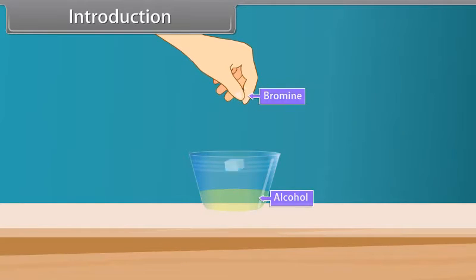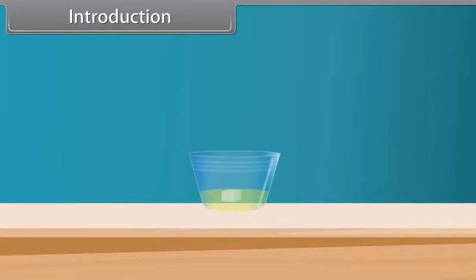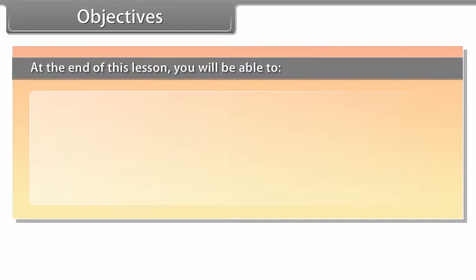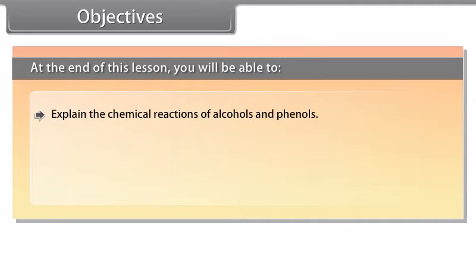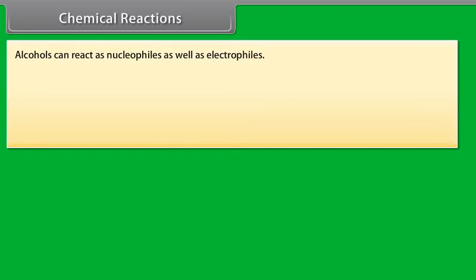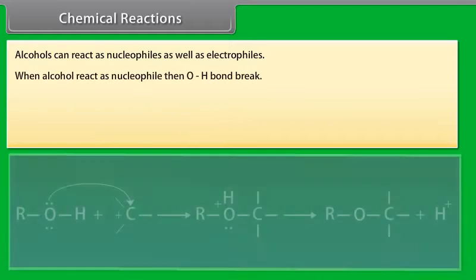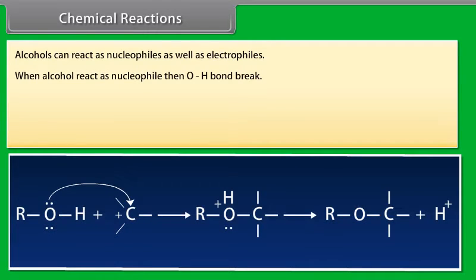When we drop bromine in alcohol, then a chemical reaction occurs and it forms alkyl halide and water. In this lesson, we will learn more about chemical reactions of alcohols, phenols and ethers. Objectives. At the end of this lesson, you will be able to explain the chemical reactions of alcohols and phenols, describe some commercially important alcohols, explain preparation, physical and chemical properties of ethers.